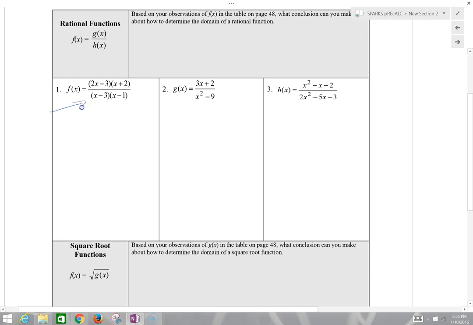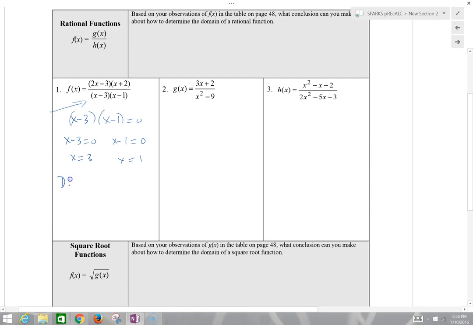So, for this problem, we want to know where the denominator is equal to 0. So let's set it equal to 0 and find out. X minus 3 times x minus 1, that's equal to 0. So zero product property says two numbers multiplied together, the answer is 0. That means one or the other of the numbers has to be 0. So we add 3 to both sides, we get x equals 3. On this one, we add 1, we get x equals 1. These are the two places where the domain's going to have a problem.